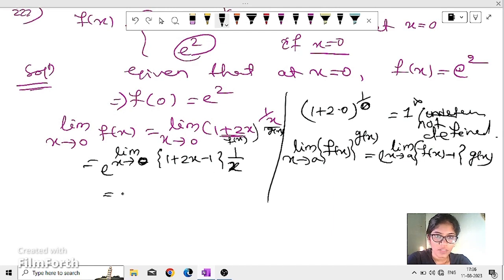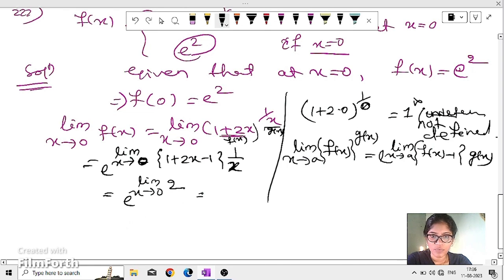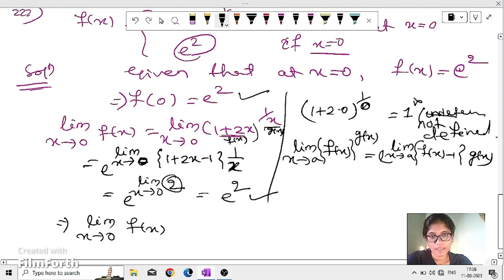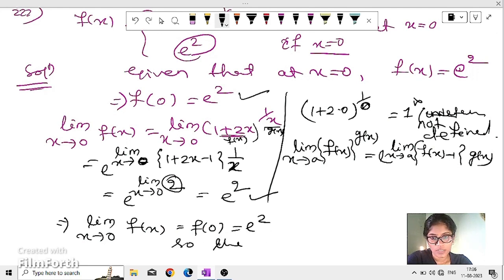So e to the power limit x tends to 0, here 1 minus 1 cancels, which is equal to 2. Limit of 2, since it is a constant, is 2. So the limit value is e square. That implies limit x tends to 0 f of x is equal to f of 0 is equal to e square.